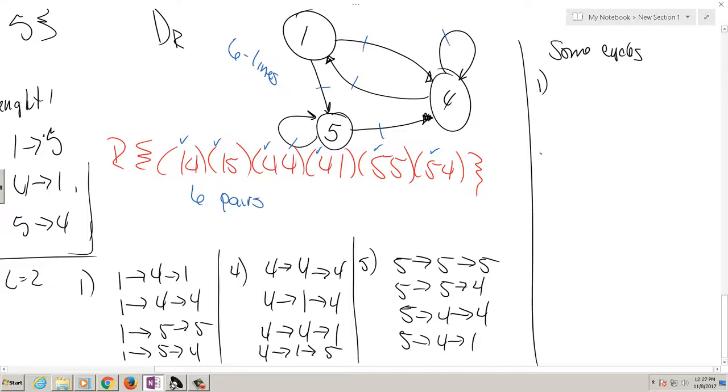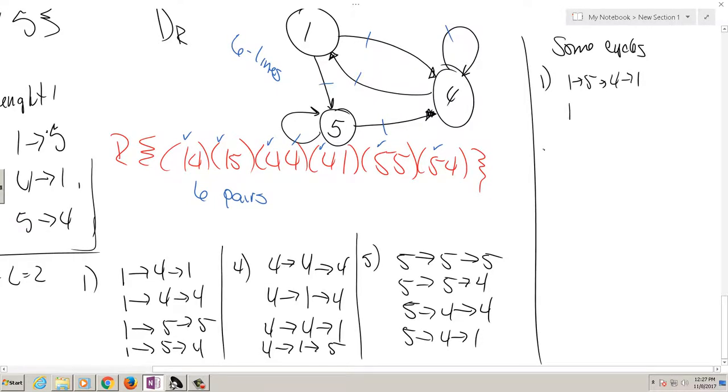Tell me some cycles. Are there any cycles from node 1? 1 to 5 to 4 to 1. Are there any others? 1 to 5 to 5 to 5 to 4 to 4 to 4 to 4 to 1. All right. You're definitely getting into the spirit of things. All right, so how about 4? Are there any cycles from 4? 4 to 4. That's a trivial cycle. Length 1. 4 to 1 to 5 to 4.